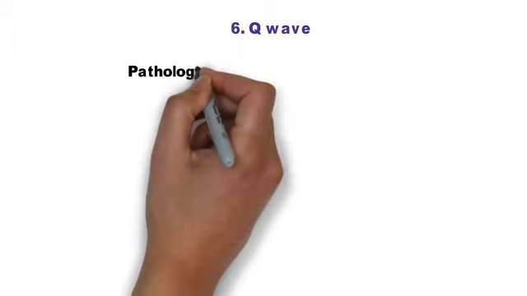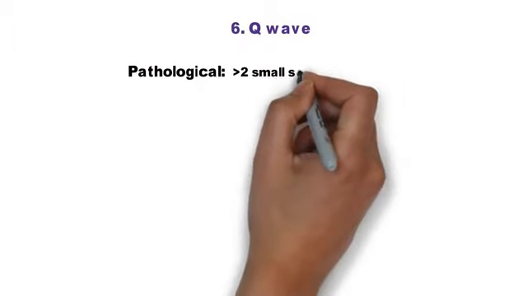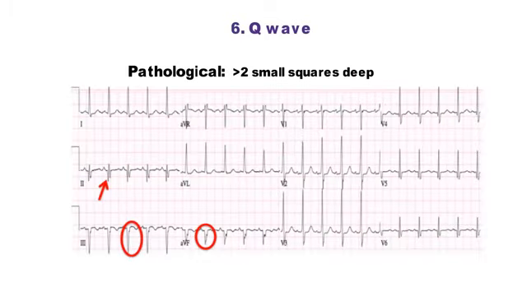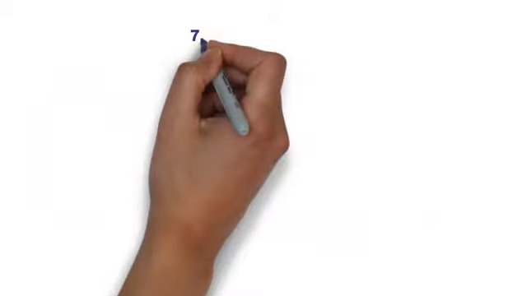Step 6 is Q wave. It is called pathological if more than 2 small squares deep and usually indicates current or past MI. As you can see, deep Q waves in inferior leads 2, 3 and AVF. So this is ECG of old inferior wall MI.